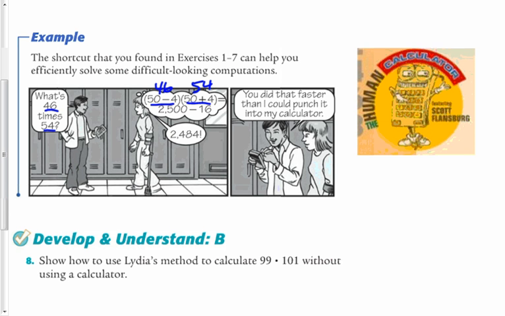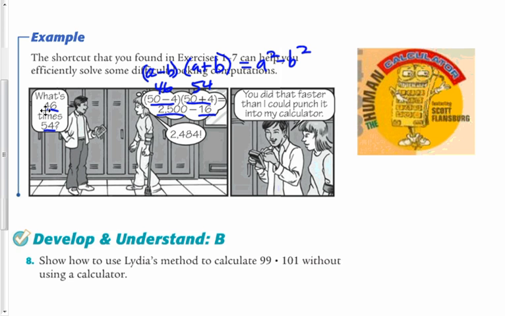And when she did it like that, it's actually of this form, a minus b times the quantity a plus b, and that is equal to a squared minus b squared. A squared, 50 squared, is 2500. B squared, which is 4 squared, is 16. And so you can subtract those.